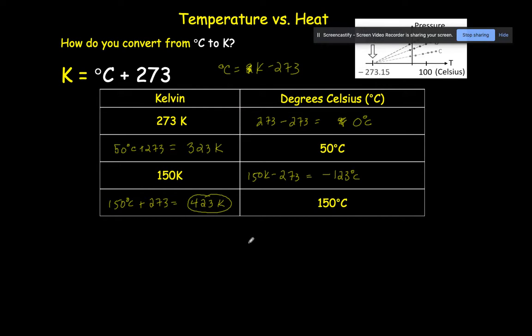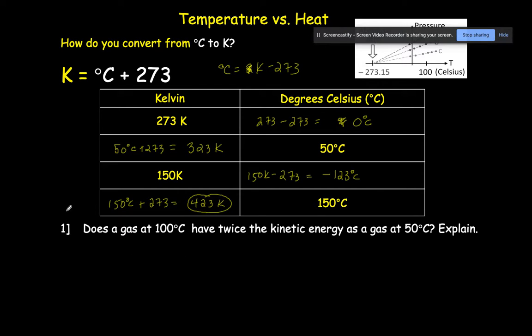Important stuff. Interesting here, we can ask the question, and this is like your region-based questions: does a gas at 100 Celsius have twice the kinetic energy as a gas at 50? You might say, well, yeah, it does, because 100 is twice 50. But you've got to be careful. When you explain this, you must look at the Kelvin. Just because you have twice the Celsius doesn't mean you have twice the Kelvin. If we take 100 degrees Celsius and add 273 to that, we would have 373. And if we take 50 Celsius and add 273 to that, that would be 323.